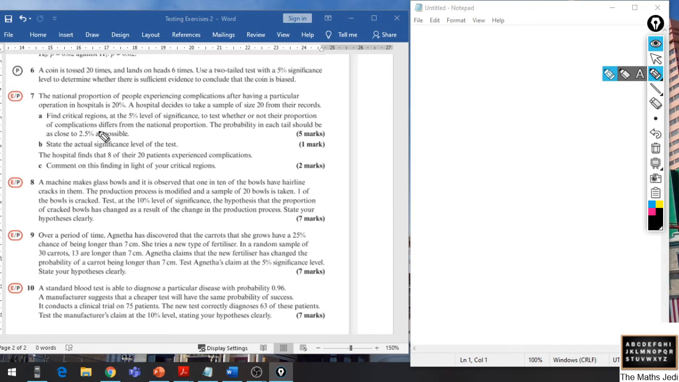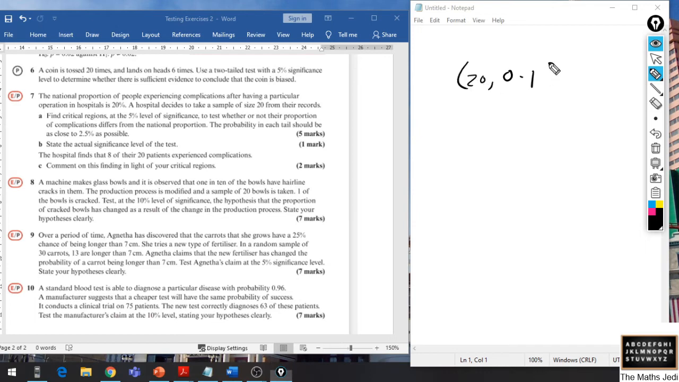We're going to look at number 8 first of all. A machine making glass bowls, and it's observed that 1 in 10 of the bowls have hairline cracks. Already we've got a probability, so 0.1. The production process is modified, and a sample of 20 bowls is taken.